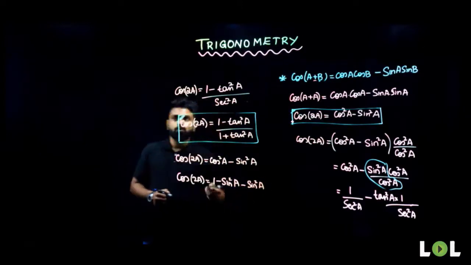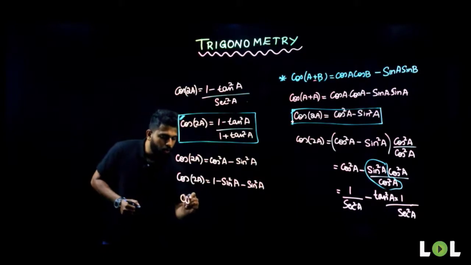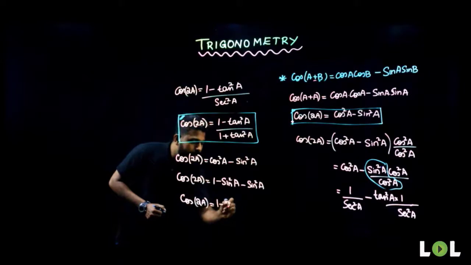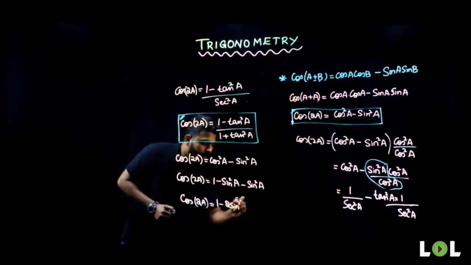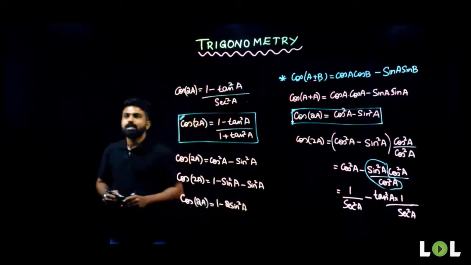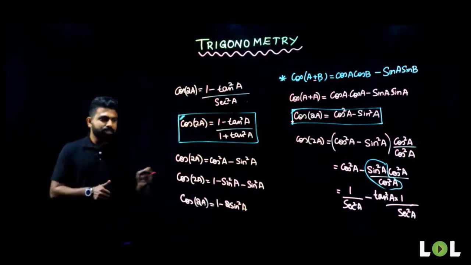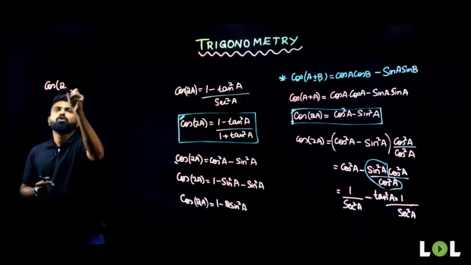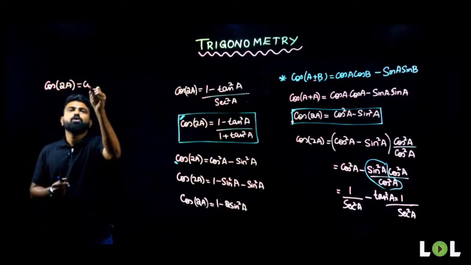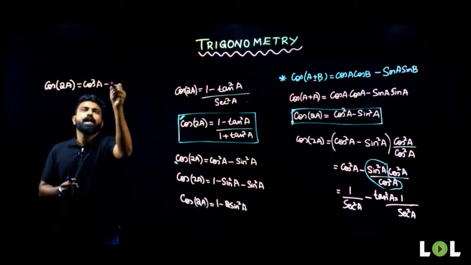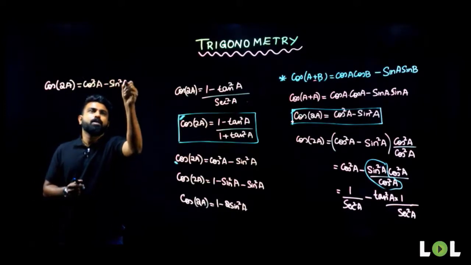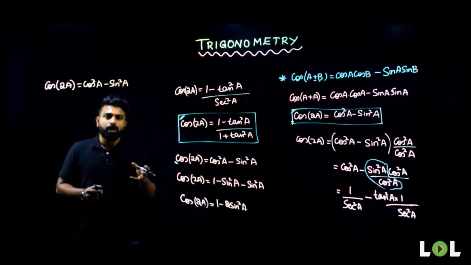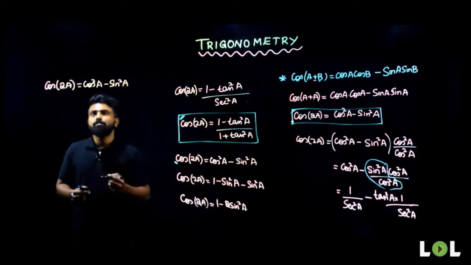So, if I simplify this, what will I be left with? Cos of 2a will be equal to 1 minus 2 sin square a. Similarly, I'll use the same formula once again. That is, cos of 2a will be equal to cos square a minus sin square a. Now, we wrote cos square a in terms of sin square a. Now, what we'll do is, we'll write sin square a in terms of cos square a.